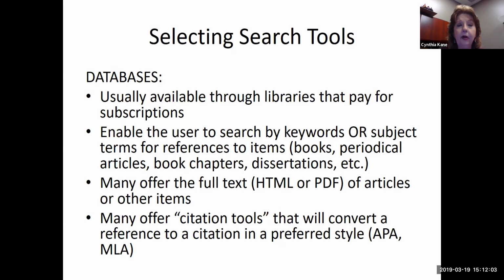Also, many databases will offer something called citation tools, and you may have already used these. A citation tool within a database might be a little button or a link that says cite. That actually will convert a reference in a database to a citation in a preferred citation style, such as APA for the American Psychological Association, MLA, which is the Modern Language Association. There are others that are out there as well called Chicago Manual of Style or American Sociological Association.